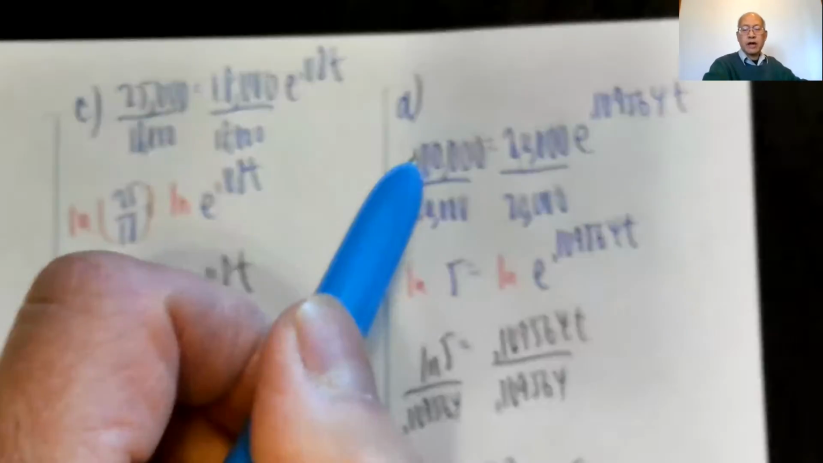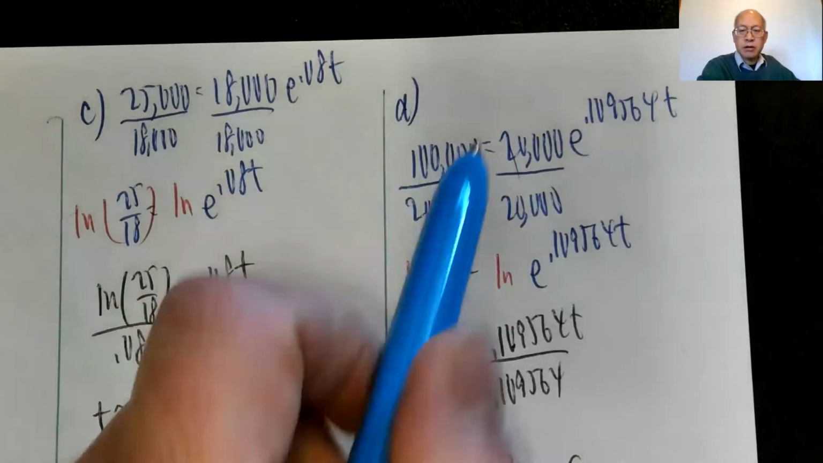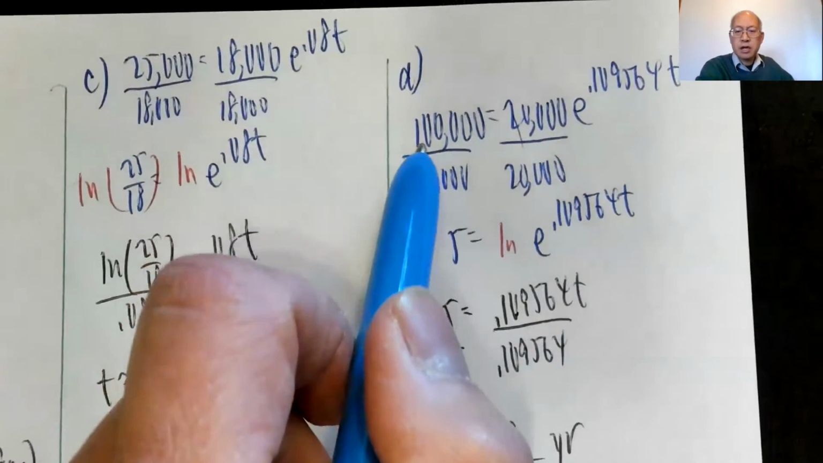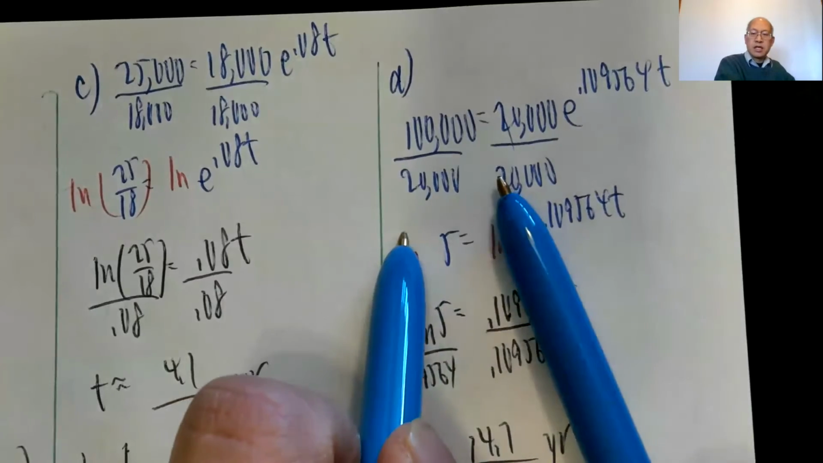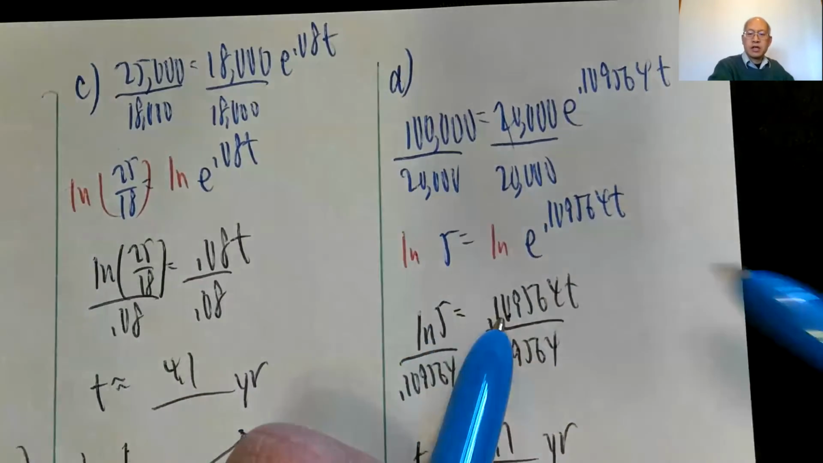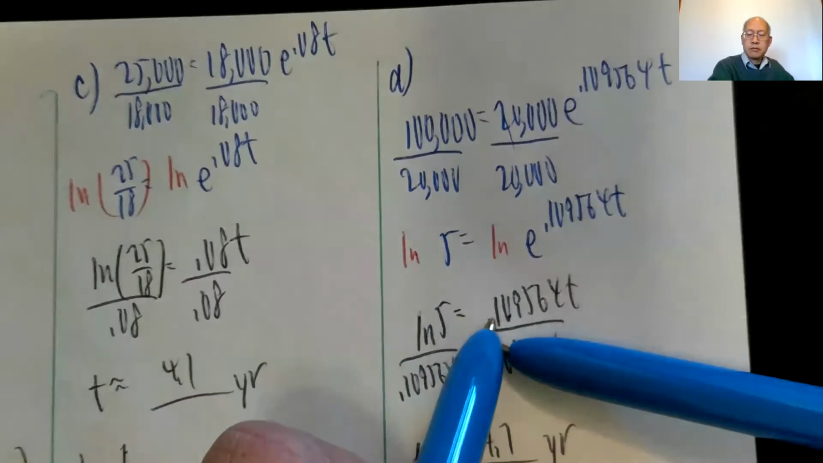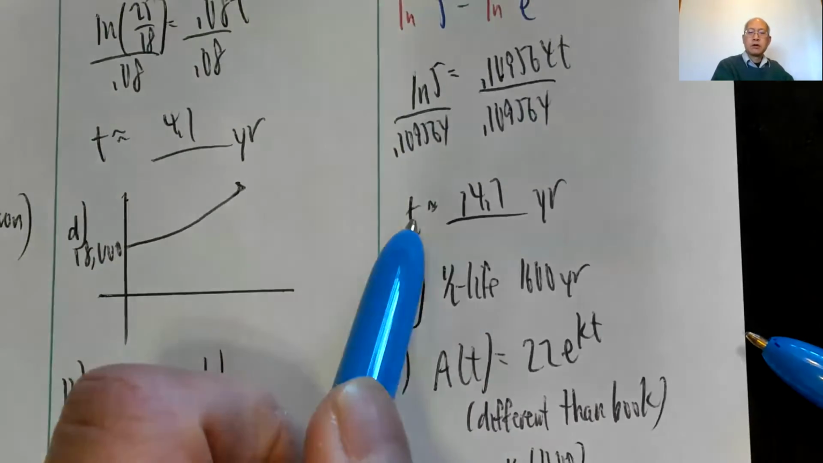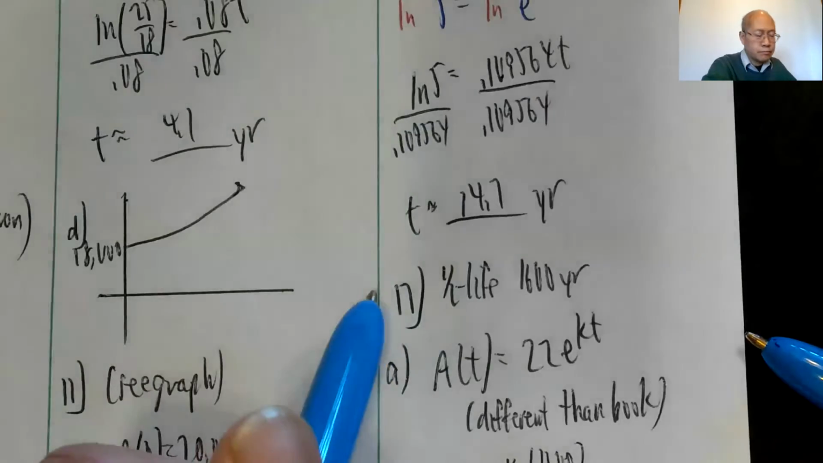And then D, when will we have 100,000? So 100,000 goes here, equals 20,000 e to the kt, divided by 20,000. 5 equals e to the kt. Take the natural log of both sides. ln 5 is kt, divided by the k, 0.109564. Punch in your calculator, 14.7 years.